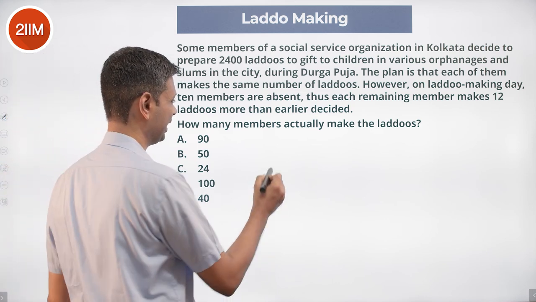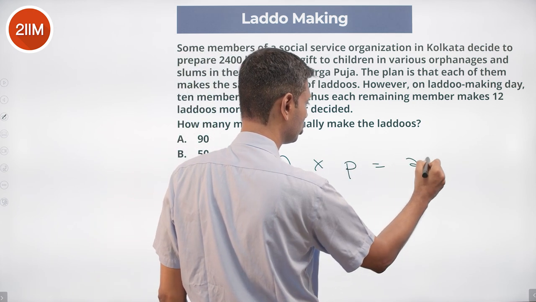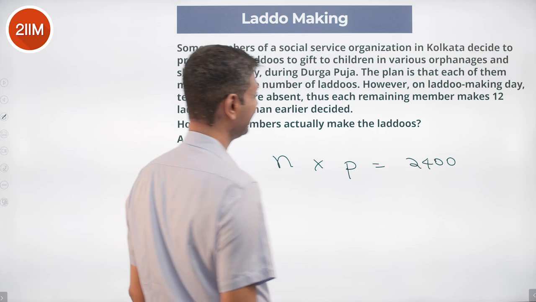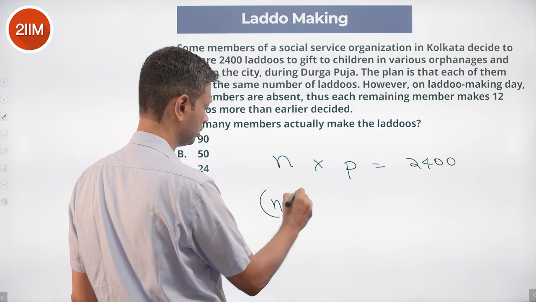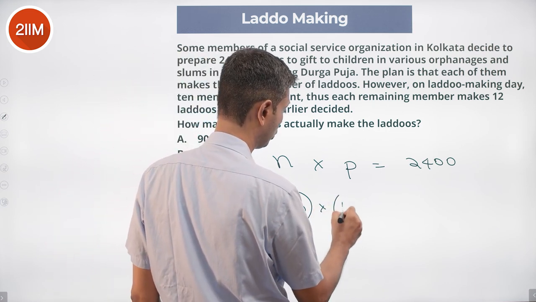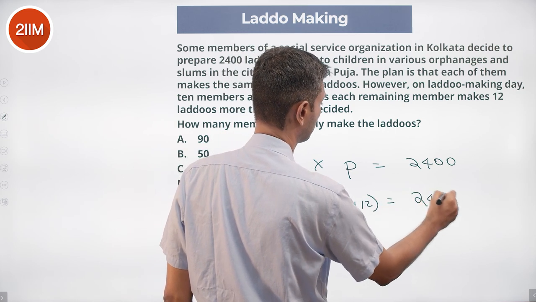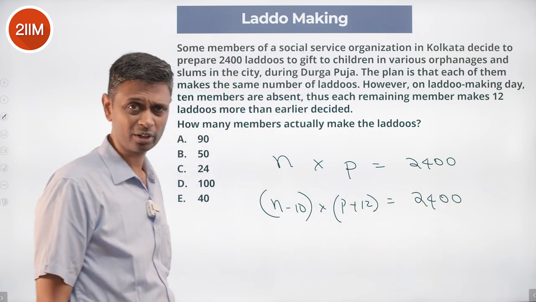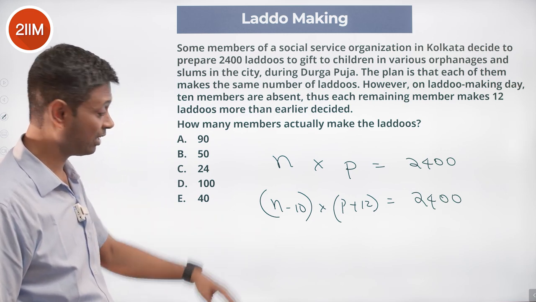So, number of members into number of laddus is 2,400. 10 members are absent, so it is n minus 10. So each of them had to produce 12 more laddus, p plus 12, in order to compensate for that. This is also equal to 2,400. How many members actually make the laddus? What is n minus 10?